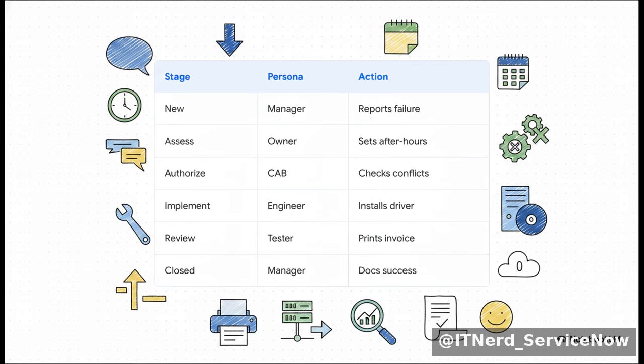Moving to Authorize, the CAB verifies this won't conflict with any critical financial processing. Then, during Implement, the engineer backs up the configuration, installs the new driver, and restarts the spooler. In Review, a finance power user actually prints a test invoice to validate that it worked. Finally, in Closed, the change manager documents the successful outcome, making sure to note there were no related high-priority incidents. It's the perfect way to keep the business running smoothly while IT performs essential maintenance.